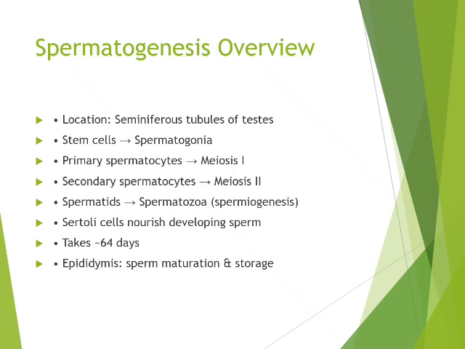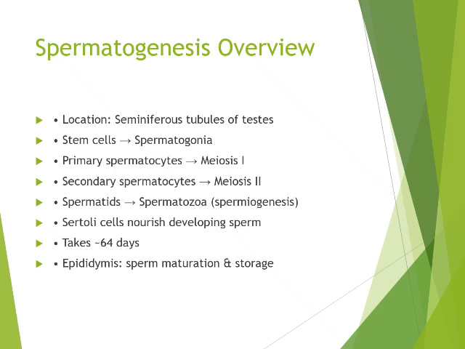Spermatogonia, the primitive stem cells of the sperms, will be differentiated to primary spermatocyte, meiosis 1, secondary spermatocytes, meiosis 2. All of this is stages of maturation of the sperm. And spermatids lead to spermatozoa. Spermatozoa is a mature sperm, and this is the end of the spermatogenesis.